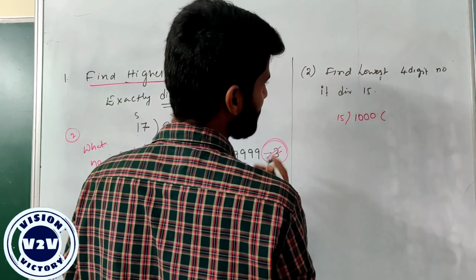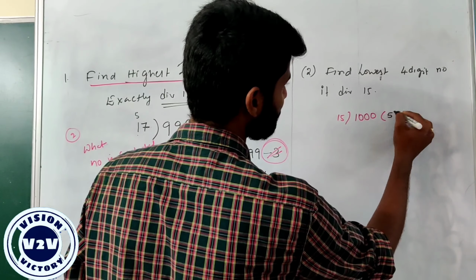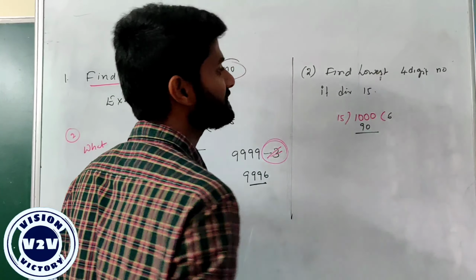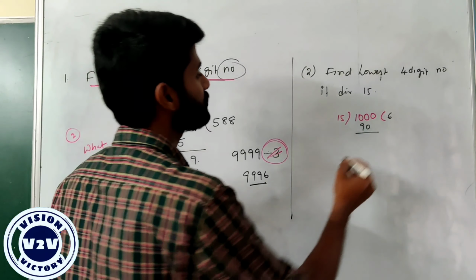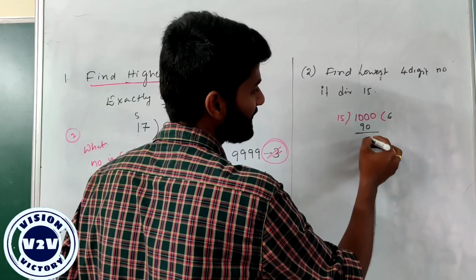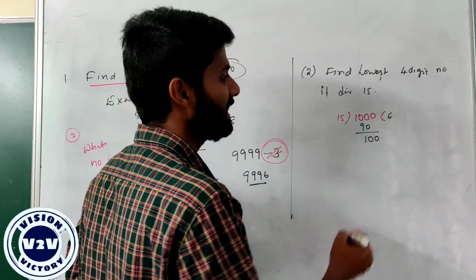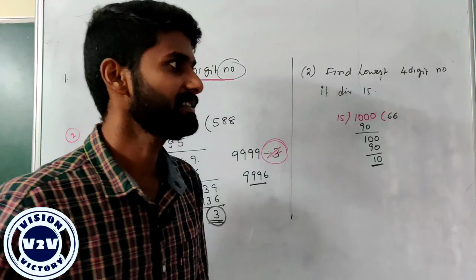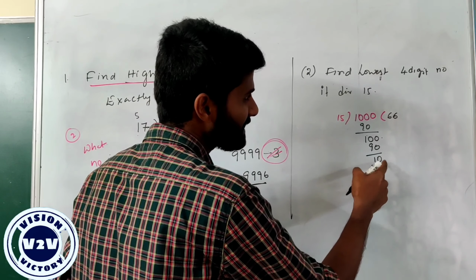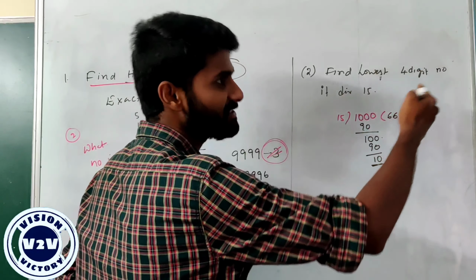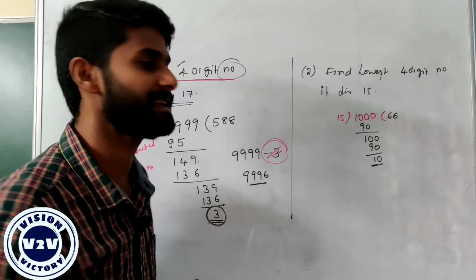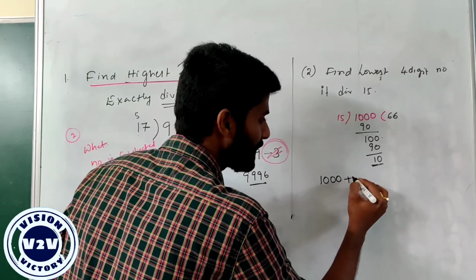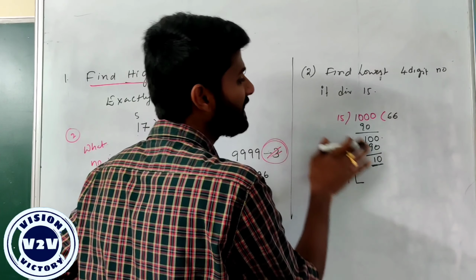So 15 5s are 75 and 15 6s are 90. So we get the remainder 100 minus 90 is equal to 10, again 100. Again 15 6s are 90. We get the resultant as 10. Then whatever the resultant, we need to add it. Why? Because if you subtract it, it becomes a 3-digit number.